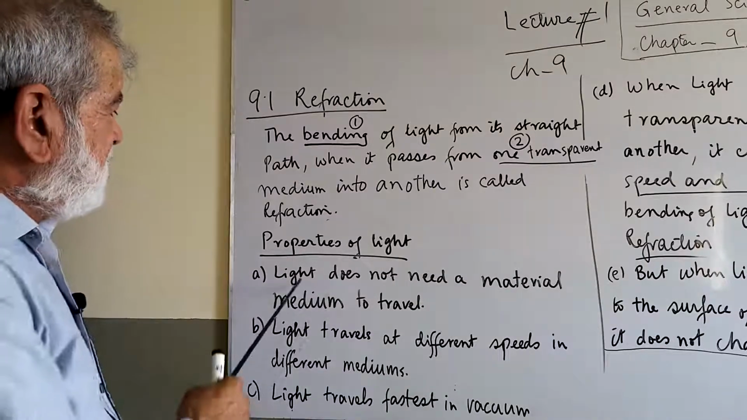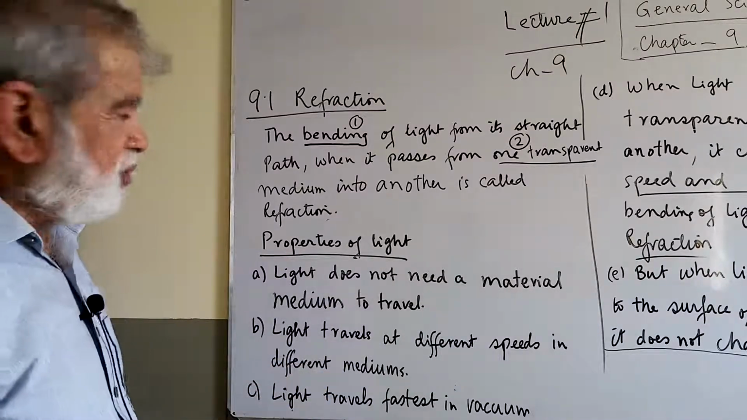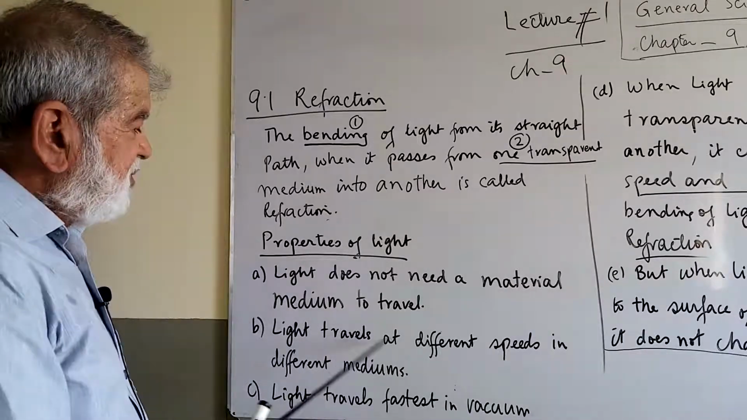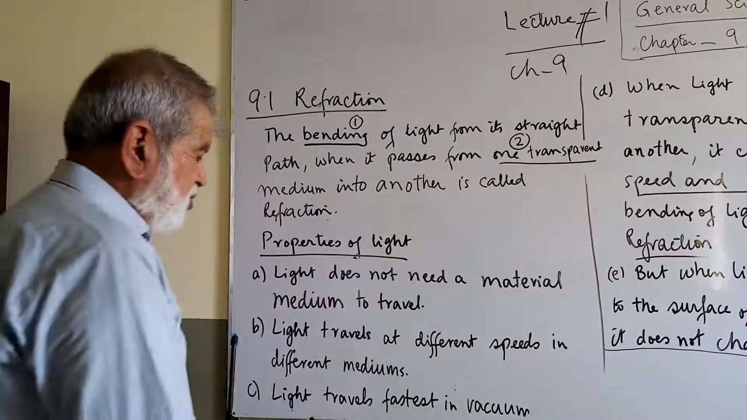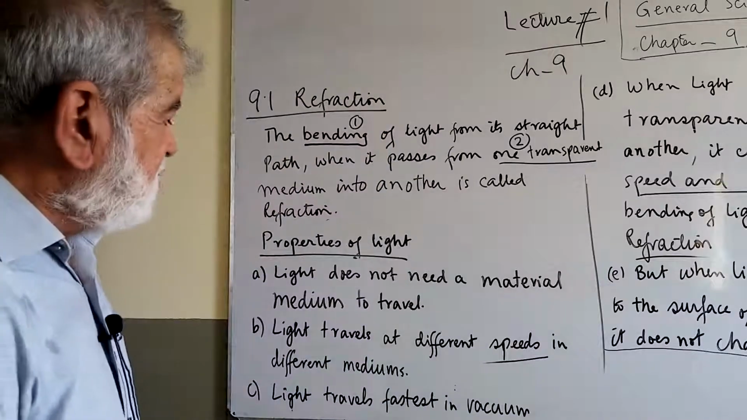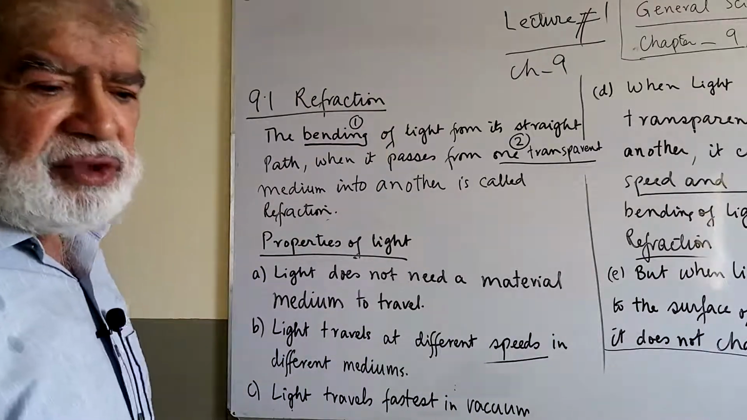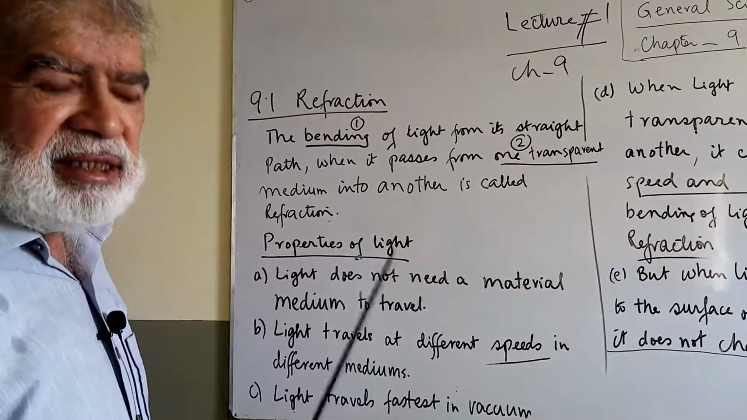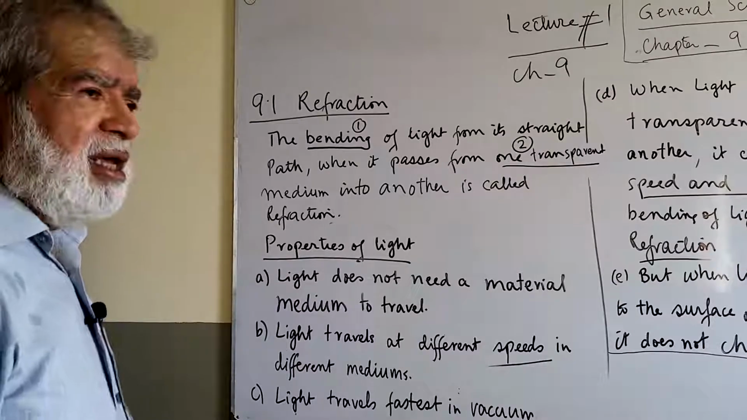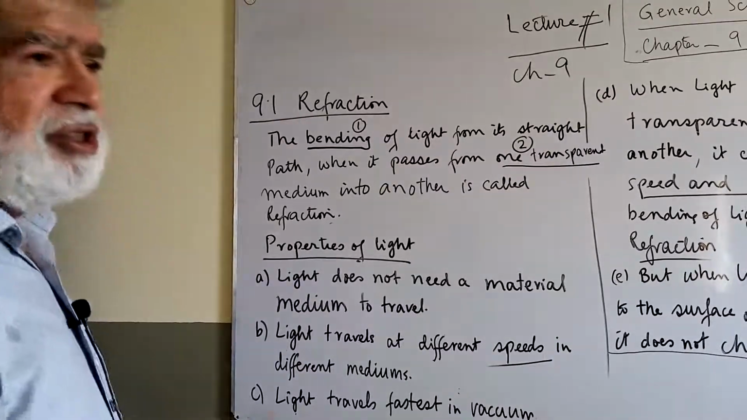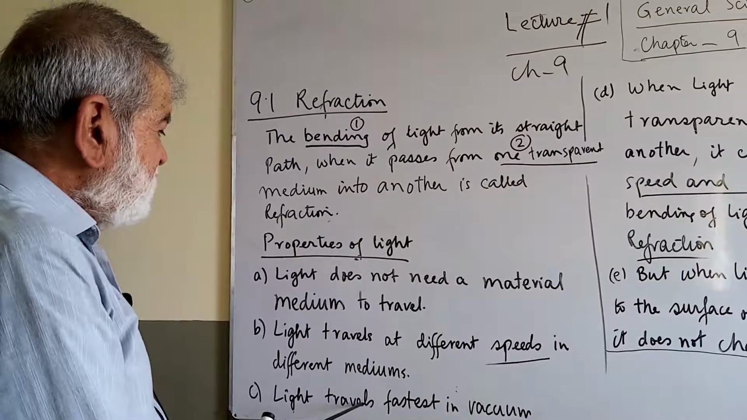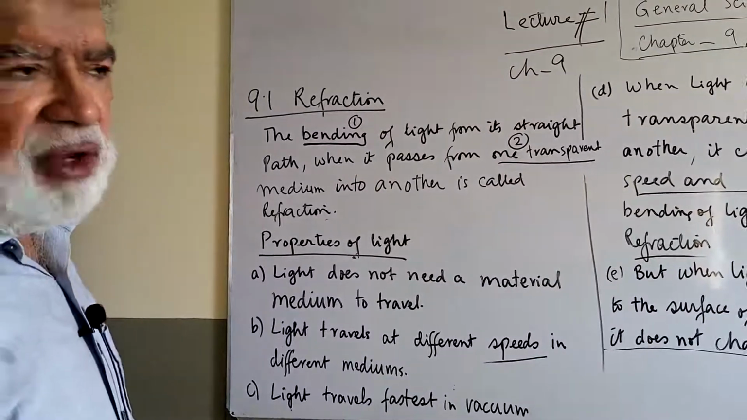Properties of light. पहली प्रॉपर्टी क्या है? Light does not need a material medium to travel. वो इसके बगैर भी ट्रैवल कर लेती है. Two, light travels at different speeds in different media. ये बहुत इंपॉर्टेंट पॉइंट है कि मुख्तलिफ मीडियम्स में इसकी मुख्तलिफ स्पीड होती है. Like एक मीडियम हवा है, दूसरा ऑयल, तीसरा पानी, चौथा शीशा, पांचवा ट्रांसपेरेंट प्लास्टिक, छठा हीलियम गैस, ऑक्सीजन गैस. Third property is light travels fastest in vacuum.